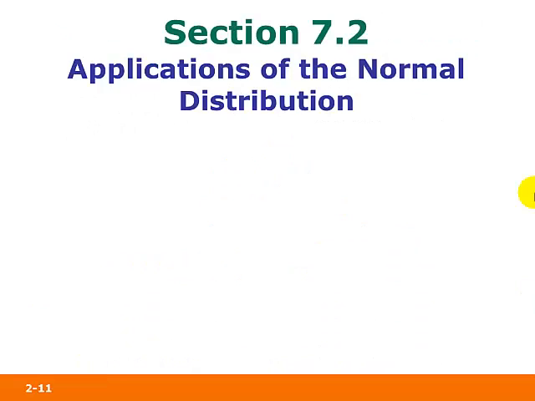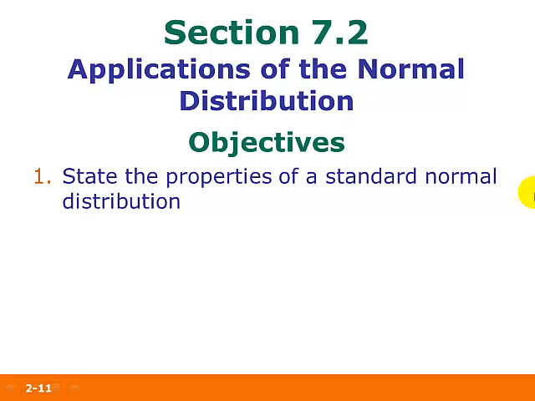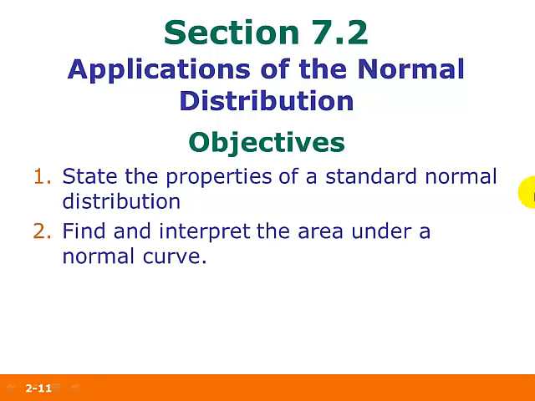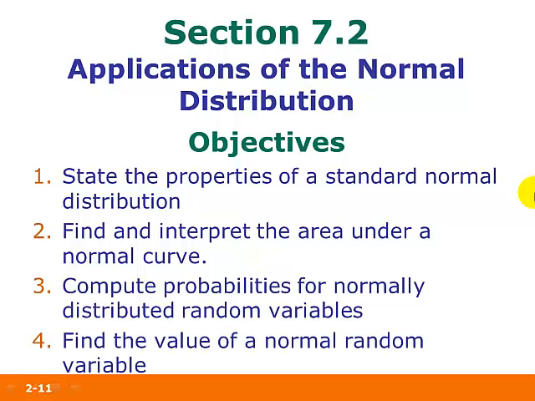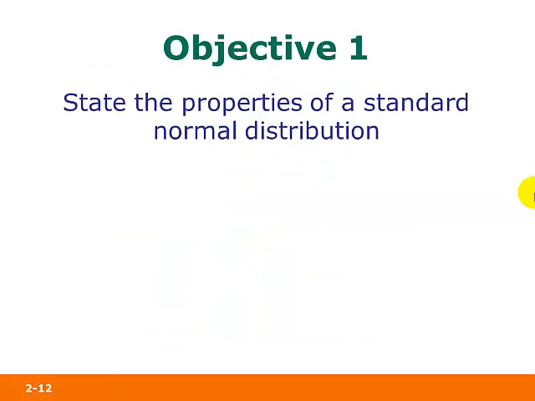Section 7.2 is about applications of the normal distribution. The objectives in this section are state the properties of a standard normal distribution, find and interpret the area under a normal curve, compute probabilities for normally distributed random variables, and find the value of a normal random variable. So first we're going to state the properties of a standard normal distribution.